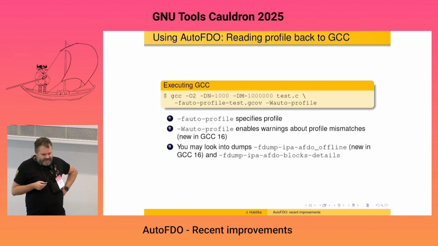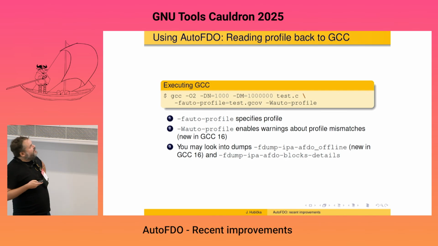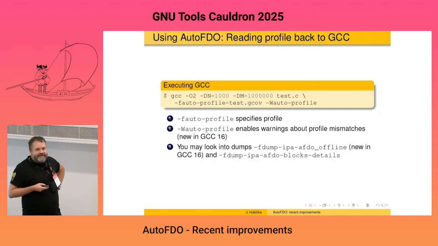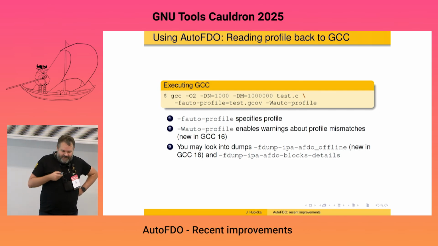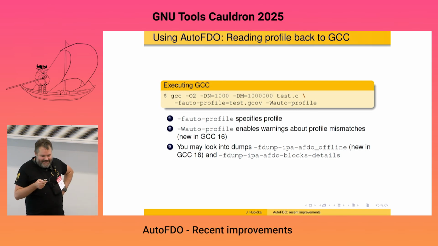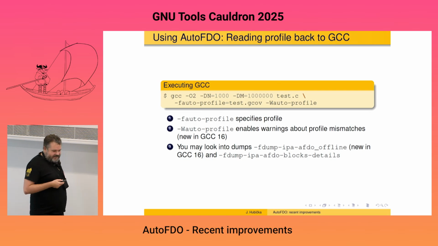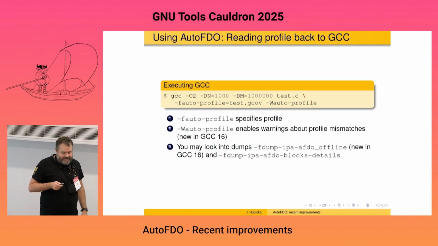Okay, so the next step is that you need to run GCC again, and you can give it this auto-profile file, which was generated by gcov. And I have added a -Wauto-profile warning, which lets you figure out if the profile is obviously broken. And also you can look into these 2 dumps. There are 2 passes handling the file. So it's interesting to see what's inside of them.